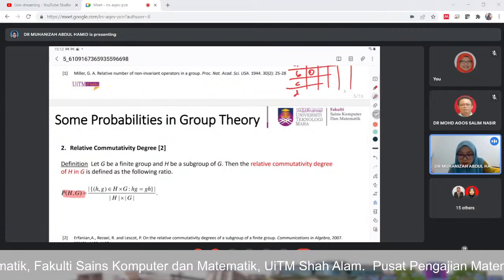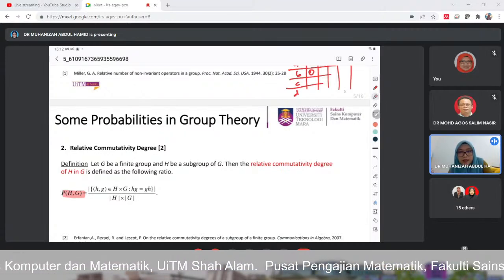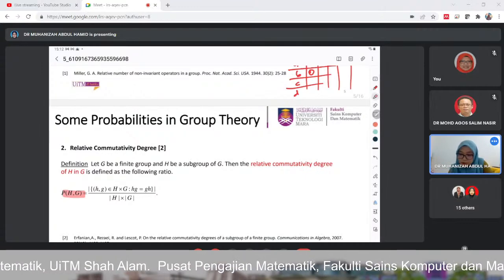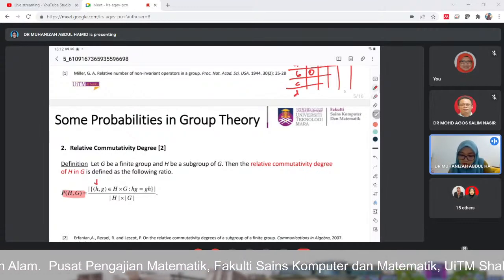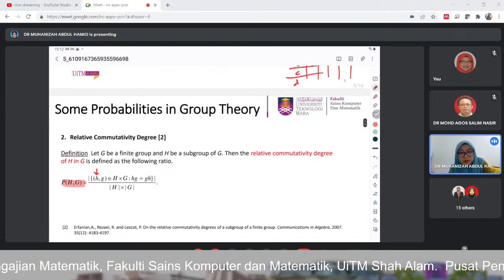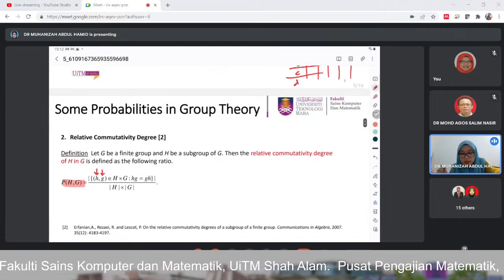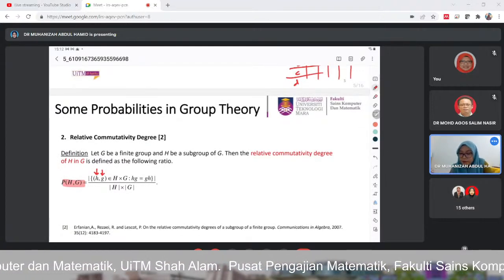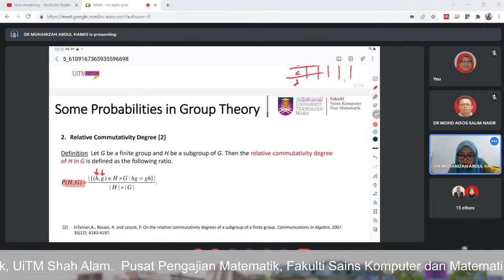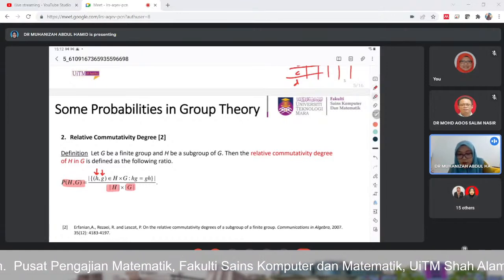Now, one element is chosen from H and another one from G. So you can see here, the first element is coming from subgroup H, and the second element is coming from the group G itself, and we divide by the order of H times the order of G.